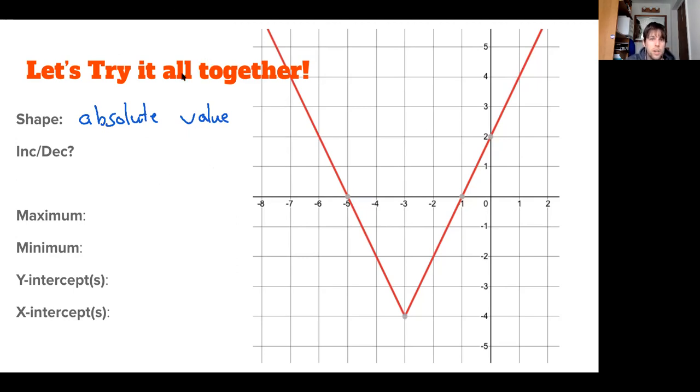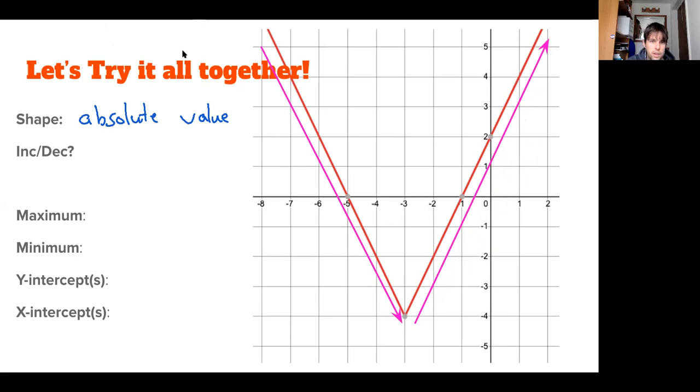All right, let's go ahead and talk about increasing or decreasing now. So this graph does both, right? As we follow it, we start on the left side, it is decreasing up into this point right here, and then it turns around, and now it starts increasing.